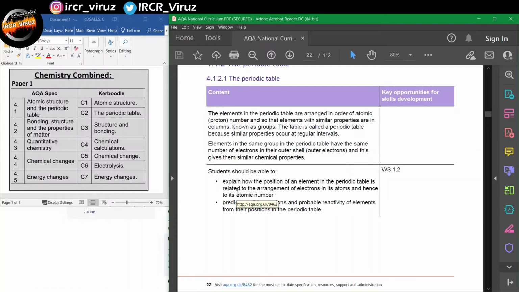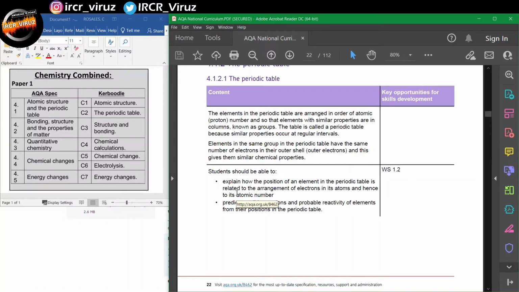You have groups from 1 to 7, and group 1 are the alkali metals, which all have 1 electron in the outermost shell, and then you have group 7, which are the halogens, which have 7 electrons in the outermost shell. You also have the noble gases, which are group 8, or also known as group 0. They are very unreactive because they have a complete outer shell, so they don't have to mingle with other elements in order to be stable.